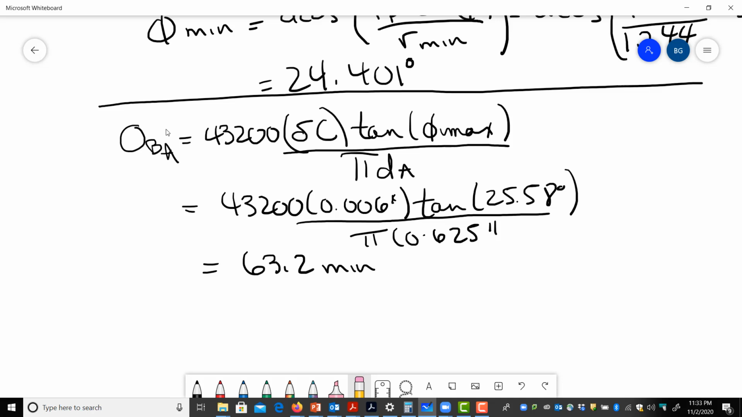If you want to convert that to degrees, you would divide that by 60. So you'd have like 1.05 degrees or something. So anyway, just a reminder, this is the change, the tolerance on the nominal center to center distance. That's why it was 0.006 inch. Pi dA, so this theta backlash belongs to A. Okay, and it's 63.2 minutes of arc.